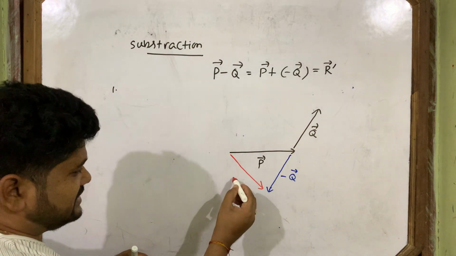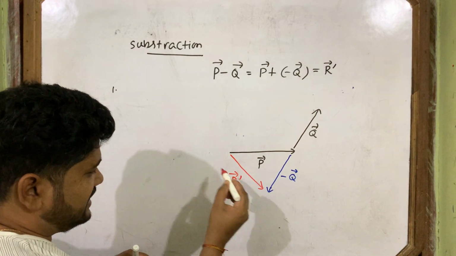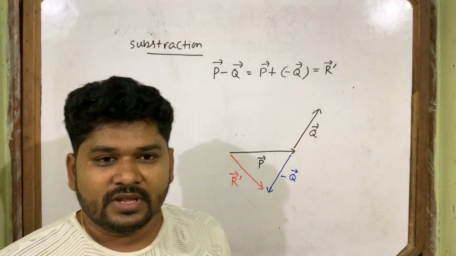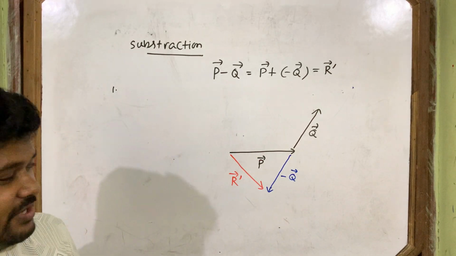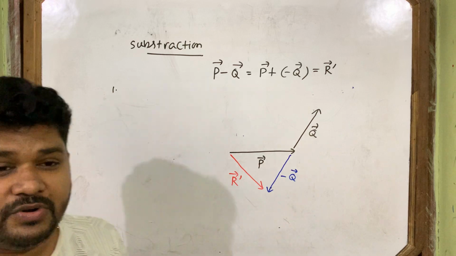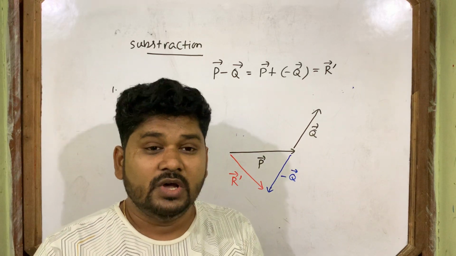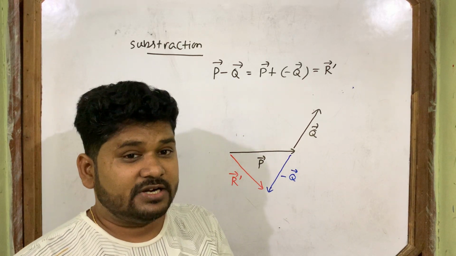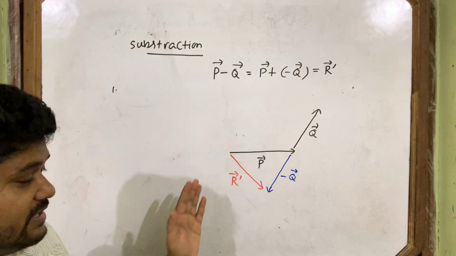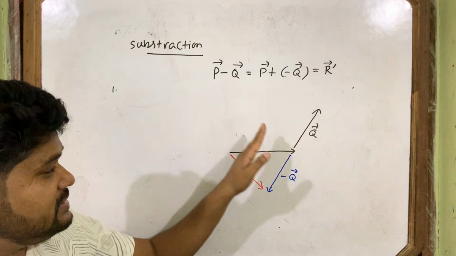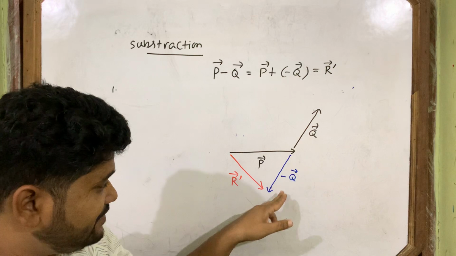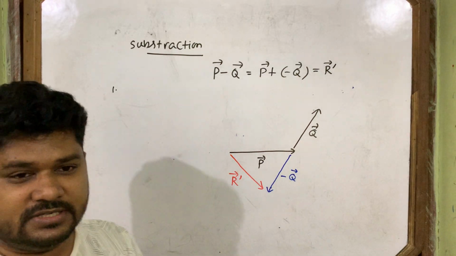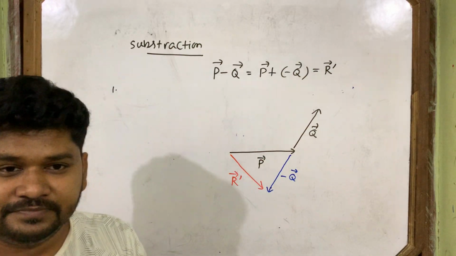So this closing side, this third side is the resultant, r dash vector. Now you got the resultant of subtraction geometrically. You understood how you will get the resultant of a subtraction of a vector geometrically. P minus q means p vector, you will draw negative of q and draw their resultant. Then subtraction is over.